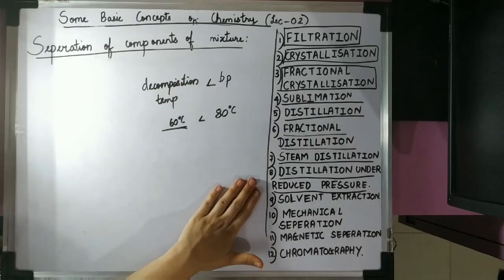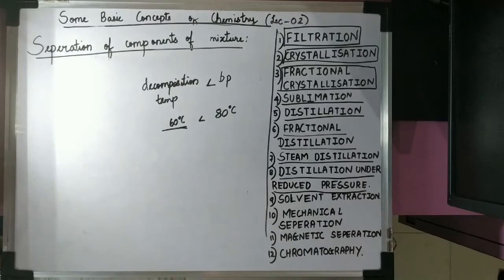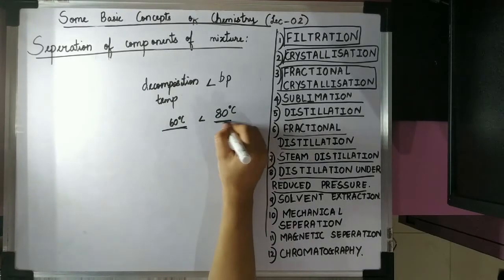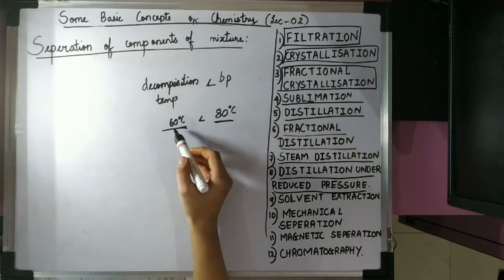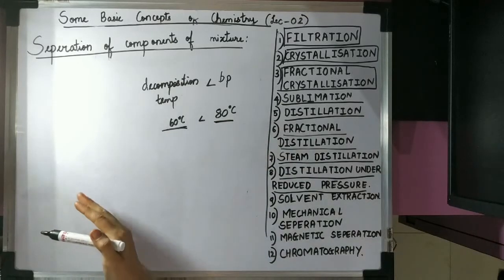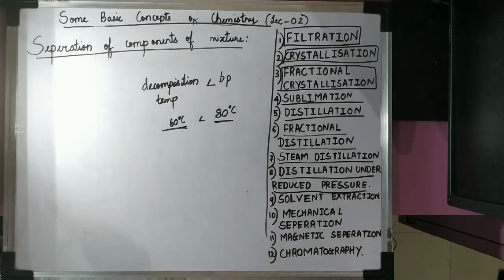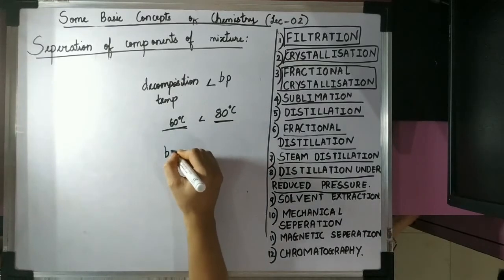Now what we do is, I have to reduce the boiling point of some substance. What I want is a boiling point even less than 60 degrees Celsius, so that I don't reach this temperature of decomposition. Now, the boiling point is directly proportional to pressure.